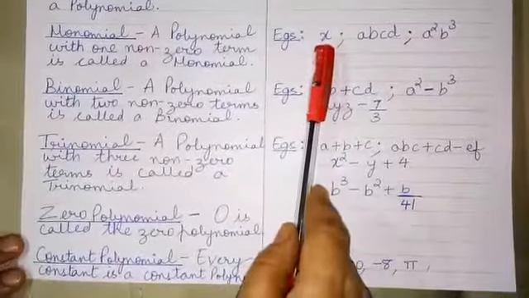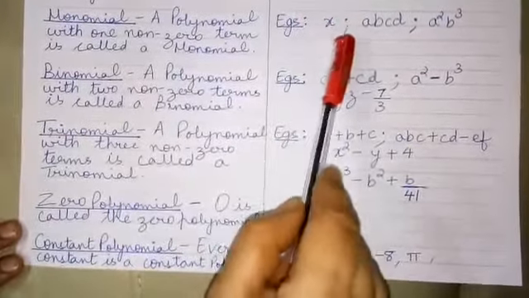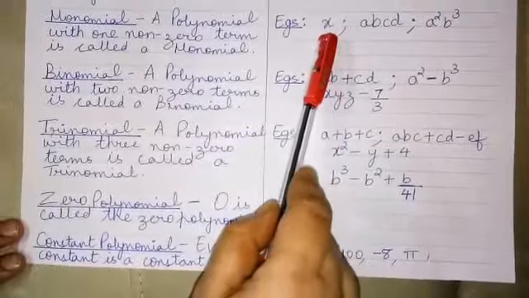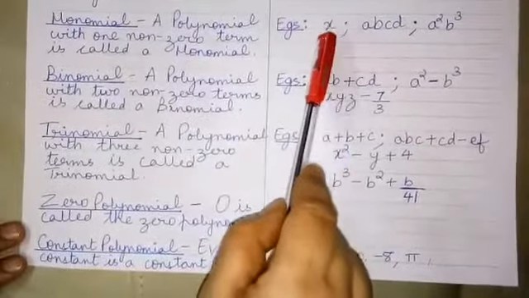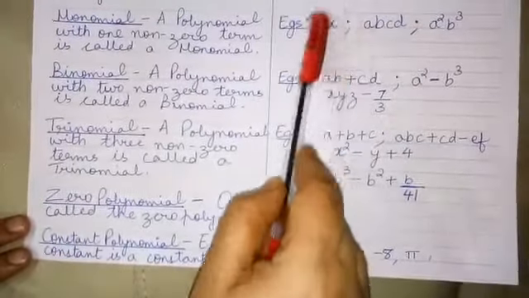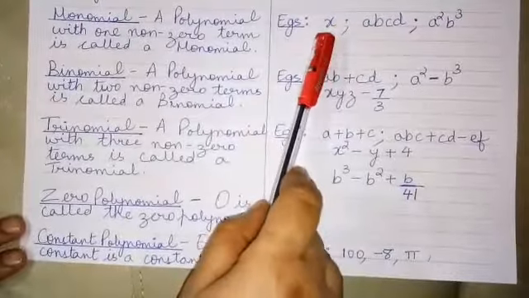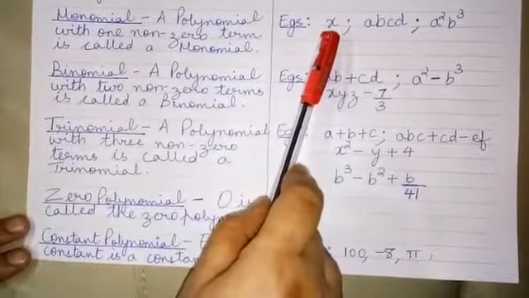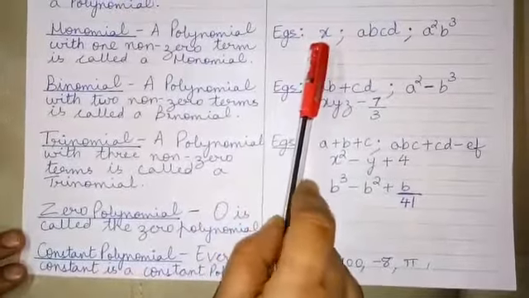X is a monomial because it's a polynomial with only one term. See here, x is a polynomial. Why is x a polynomial? The power of x is 1. X is the variable and the power of x is 1, which is a whole number. Hence, x is a polynomial. So this is a polynomial with only one non-zero term. Hence, x is a monomial.